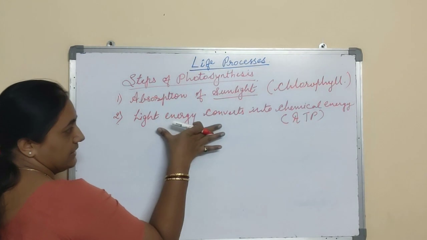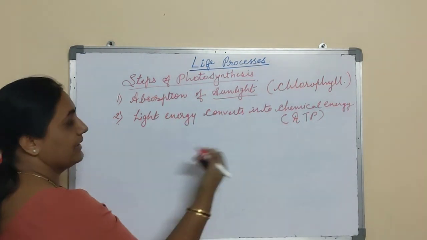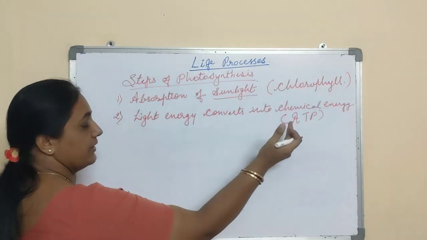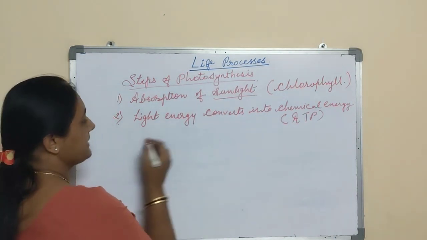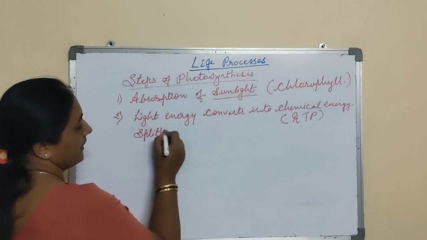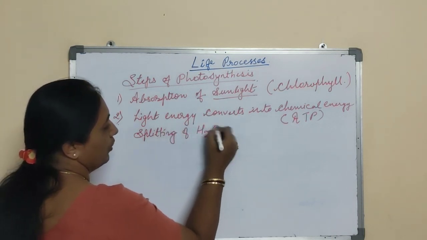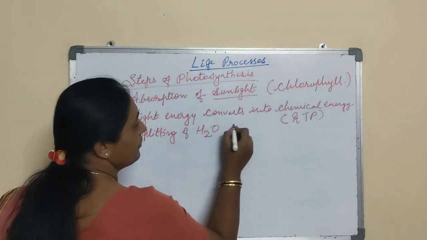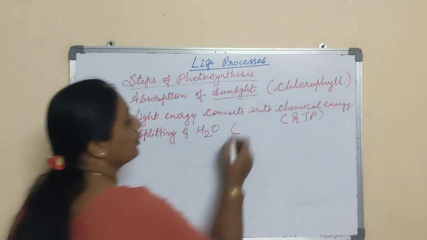With this process, in the second step, there are two processes that take place simultaneously. First is light energy converting into chemical energy, that is the light energy converts into ATP. Side by side, splitting of water takes place. Now, splitting of water, this process is also called photolysis.